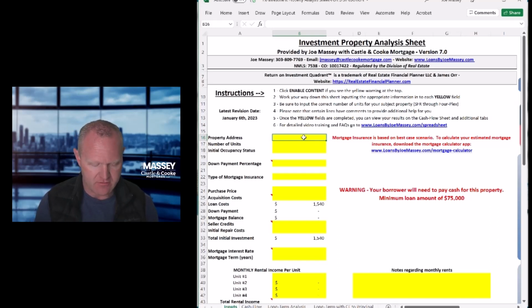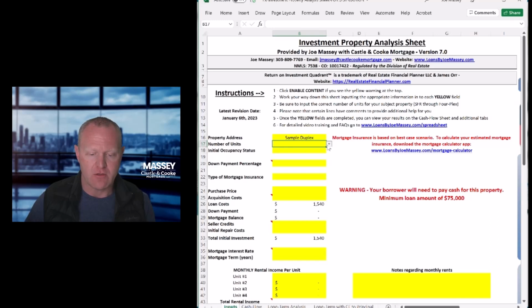So let's just call this sample duplex. All right, now this is a real transaction that one of my clients closed on about a month ago that we'll go through the numbers on. We're not going to give you the property address or anything like that for privacy reasons, but this is a real transaction and we're going to see if this is a good transaction or not.